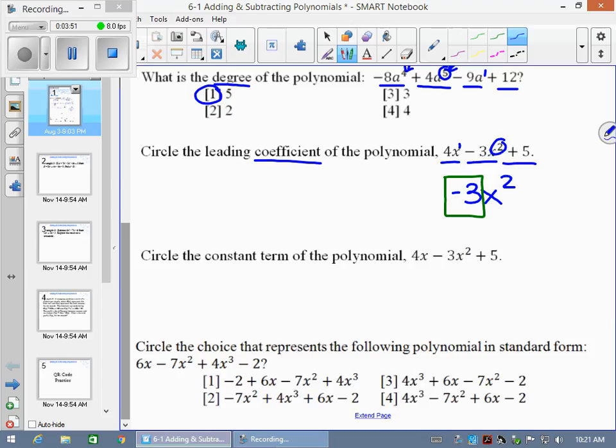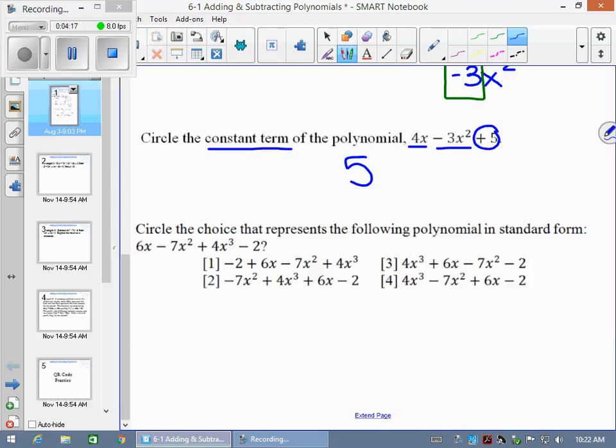Question 4 asks us to circle the constant term of the polynomial. Constant term is the term that does not have a variable. So as I look down this polynomial, I have an x in the first term, an x squared in the second term. 5 does not have an x, so 5 is my constant term. It will remain constant no matter what, since it is not associated with a variable.